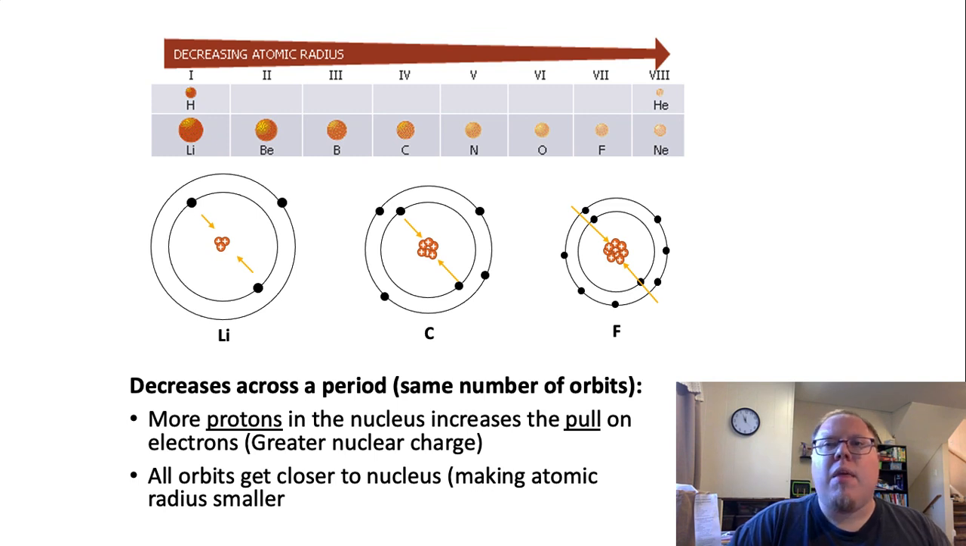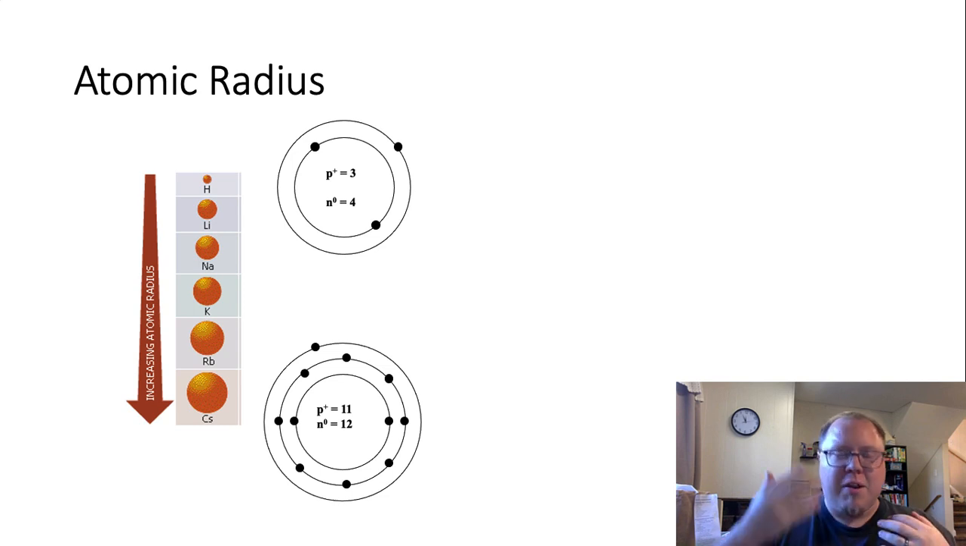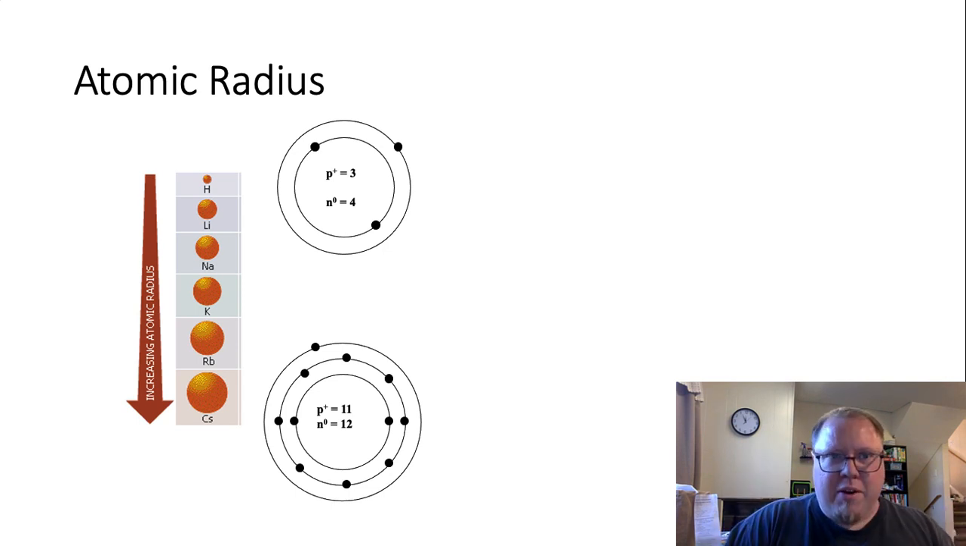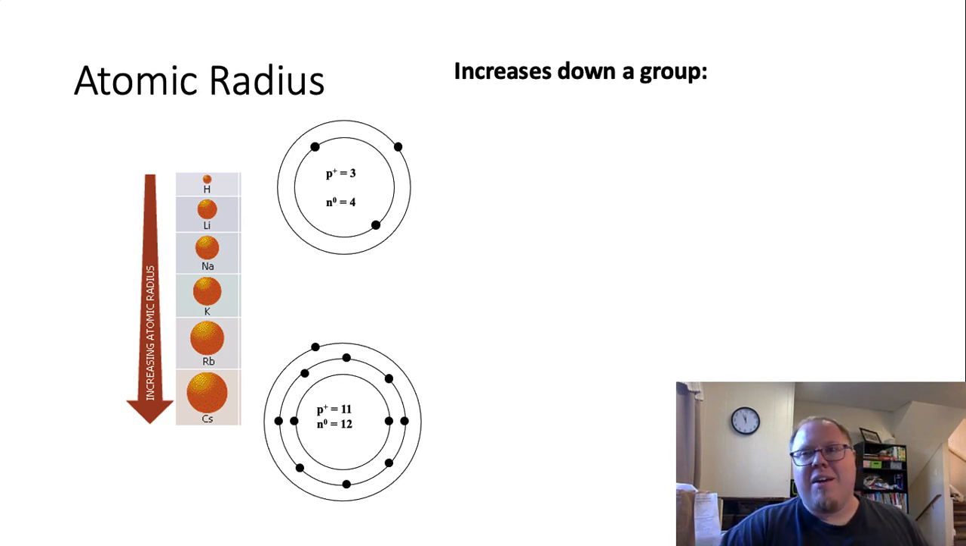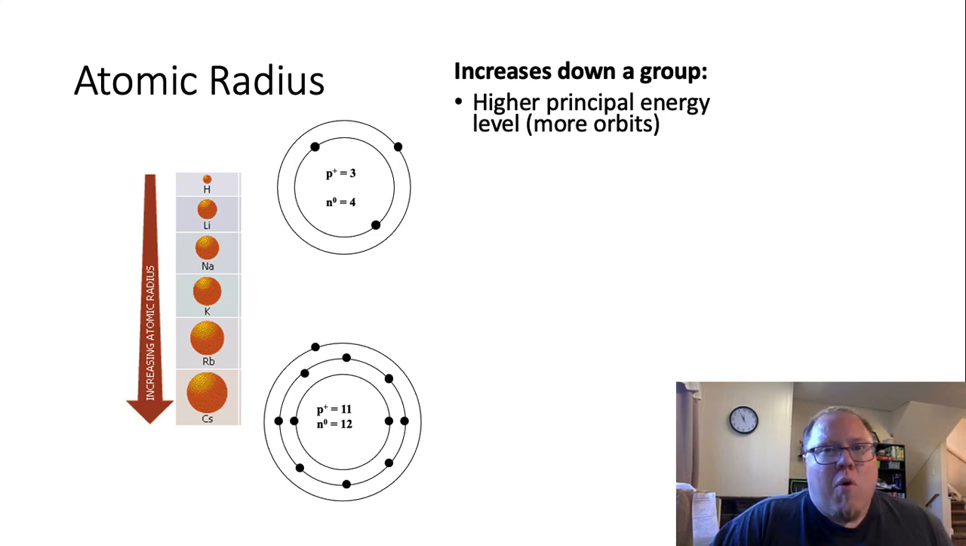Okay? Then as you go down a column in the same family, you add an orbit every single time. So every time you go to the next row, you get another orbit, which does in fact make it bigger, which kind of makes sense. It's only the other one that you have to kind of explain. So add an orbit, it gets bigger. So the biggest atoms are going to be in the last row, but they're not going to be all the way to the right, they're going to be all the way to the left. Okay? So it increases as you go down a column. This is because you have more orbits.